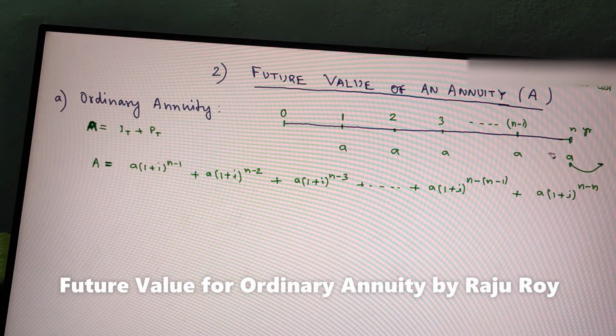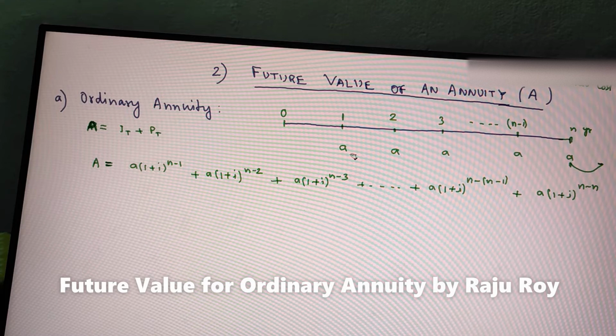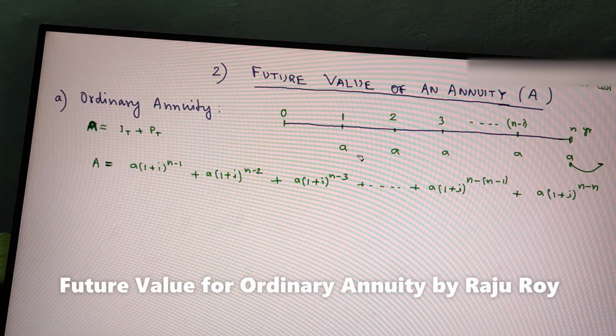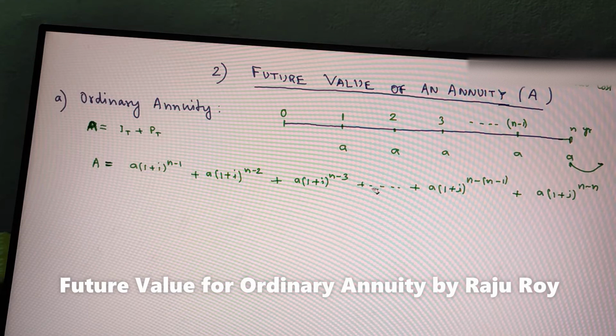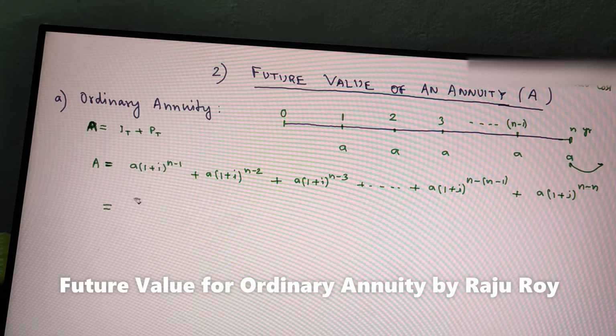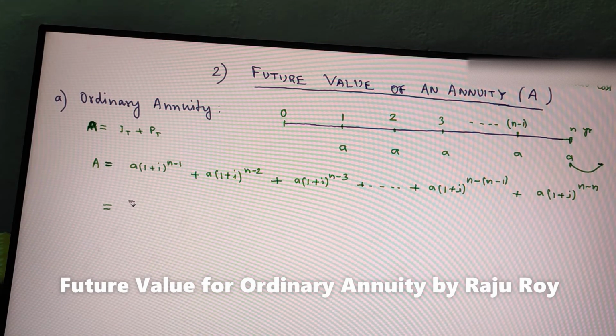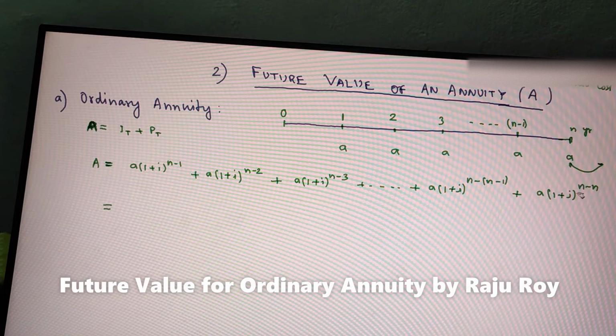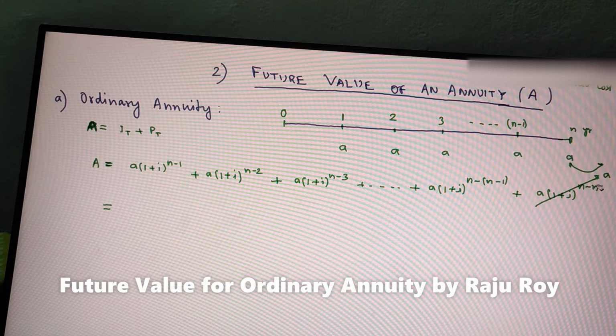From here, 0 to n is called the term. Okay, and 0 to 1 is called one period, 1 to 2 is another period, 2 to 3 is another period. So for two successive payments you are making, the time interval between them is called a period. Okay, and all the periods together are called a term. Now what we can do is take A common. This term will give you only A, because anything raised to the power 0 is 1.